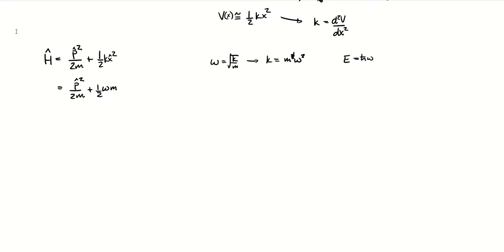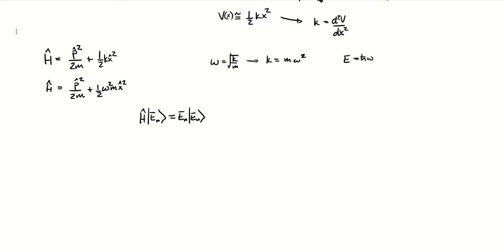I misspoke and miswrote: k is actually equal to m omega squared x hat squared. So we have our quantum Hamiltonian there. And our goal now is to solve our eigenvalue equation, where we will determine our energy eigenvalues, the E sub n's, and our energy eigenstates.